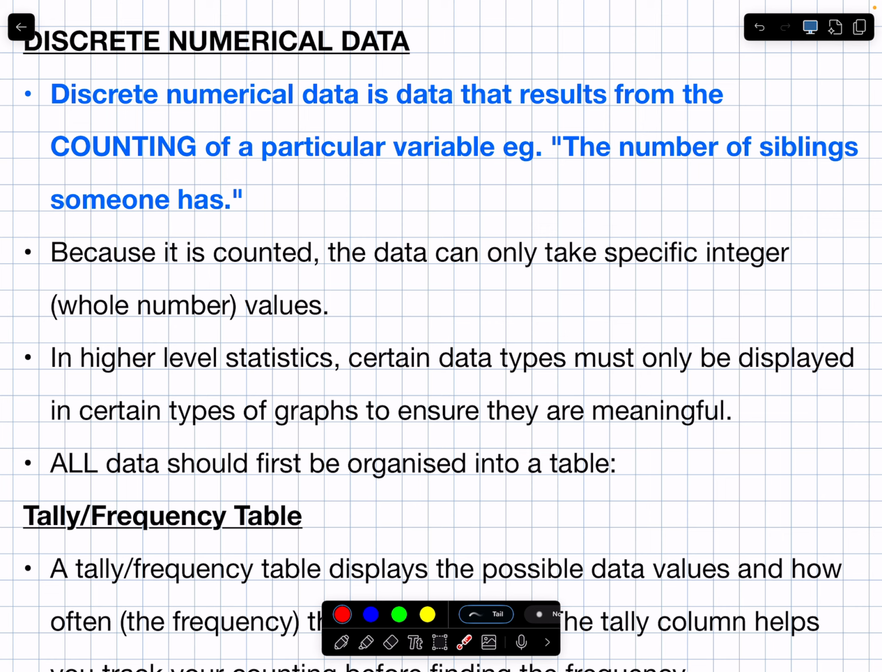Will I get out a ruler and measure how many siblings you have? Or would I count them? I would count them. So discrete numerical data is data that you get from counting a variable, for example, the number of siblings. So what's special about discrete data? Can you have 1.2356 siblings? Or can you only have whole numbers? Whole numbers. So discrete numerical data is going to take whole number values.